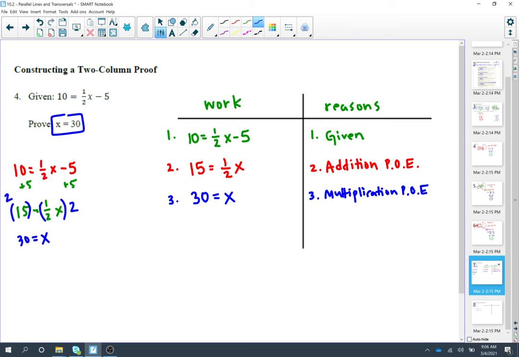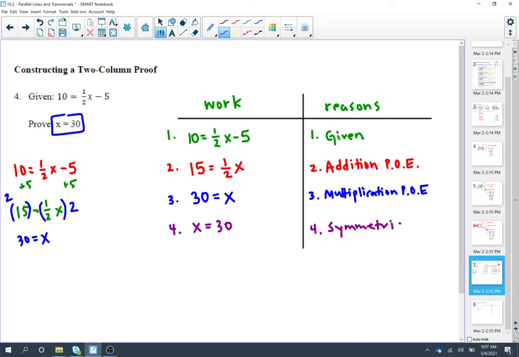Now, if I look very closely at what I'm supposed to prove and what I actually have, do you notice it's backwards? So we actually have to take one more step here, and I'm going to flip it. Now, when you flip something, just very simply, from x equals 5 to 5 equals x, or 30 equals x to x equals 30, and you just flip it, that is called the symmetric property.